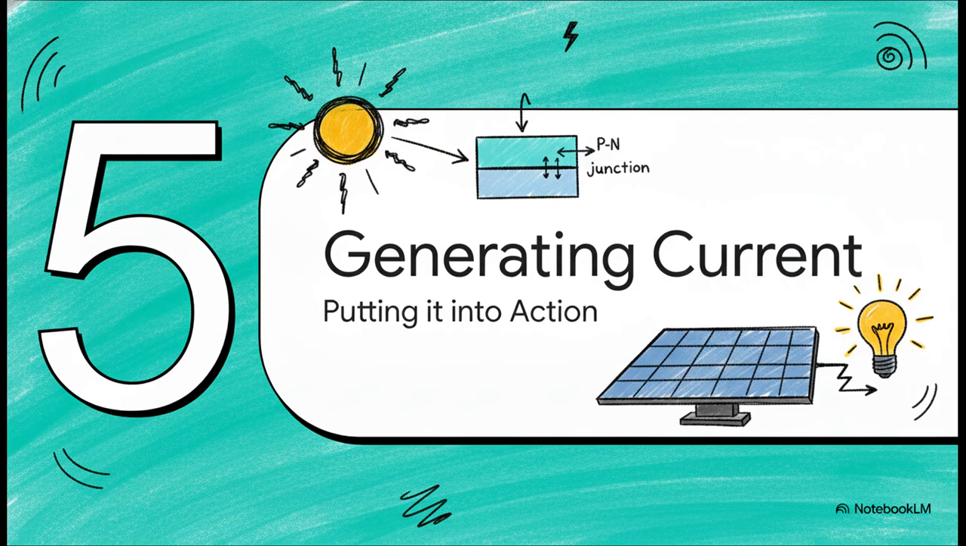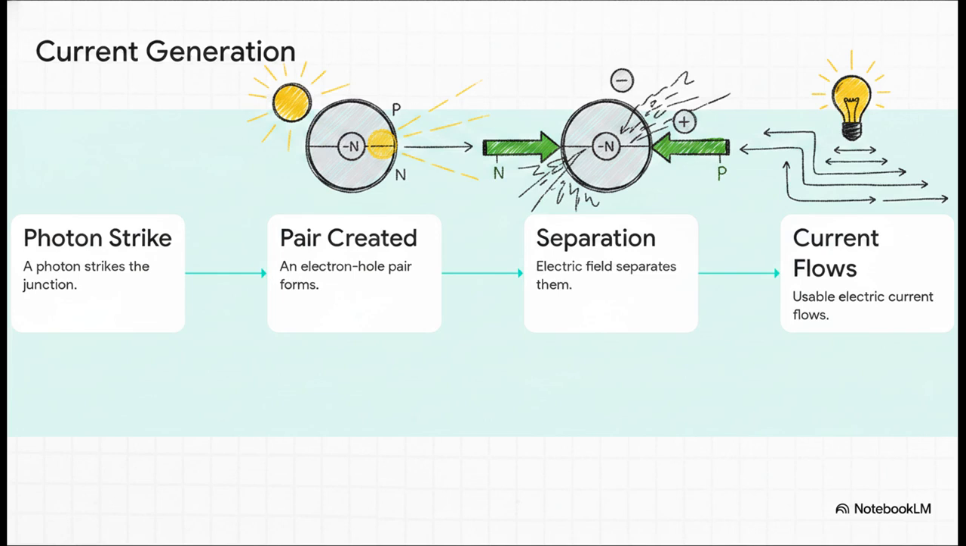All right, Section 5, generating electric current. Let's press play and watch this thing go. With the sun shining, the process happens in rapid, beautiful succession. A photon strikes the silicon near the junction. Boom! An electron is knocked loose, creating an electron-hole pair. But remember how we said they usually recombine instantly and waste their energy? Not this time. Because they were created near our PN junction, that powerful built-in electric field immediately grabs them.